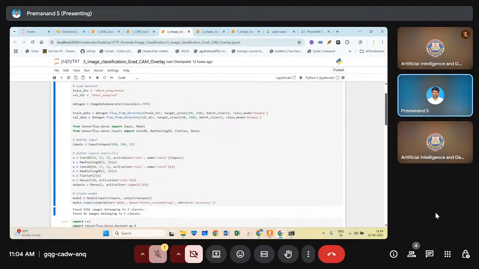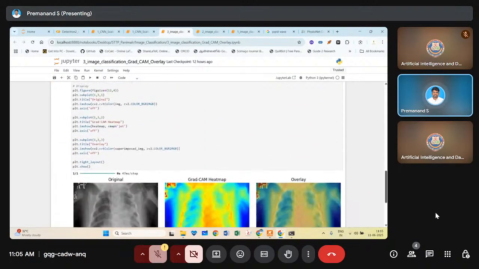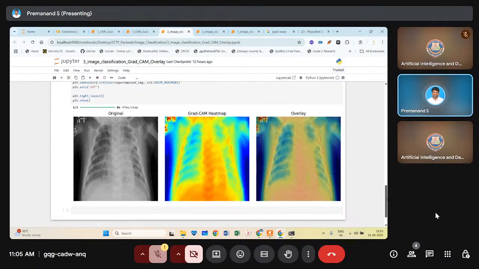Okay. So this is a classification we are doing with respect to chest X-ray. This is the original image. Okay, and this is a GradCAM heat map. What is it in the sense? How the particular image is focusing.